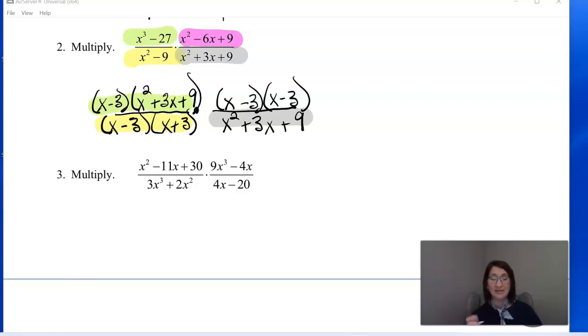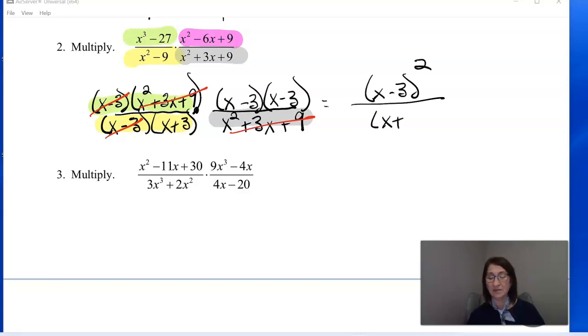So now I am all set to reduce. I can take this x minus 3, x minus 3. This trinomial with this trinomial, they're exactly the same. And that's all I can reduce. So now I am left with x minus 3 squared over x plus 3. That's my final answer. All right. So let's go ahead and look at example 3.